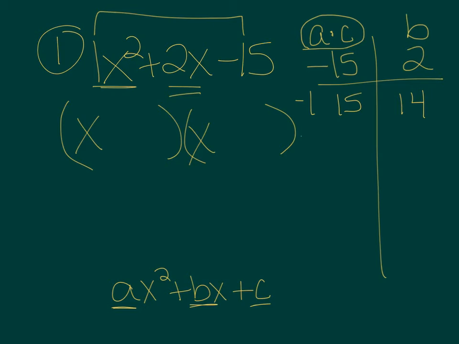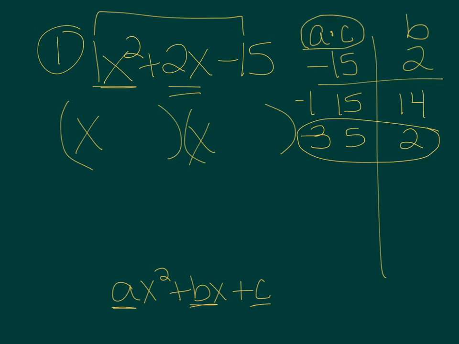2 won't go into 15, 3 will though. So negative 3 and 5. If I multiply those two together, I get negative 15. And when I add them, I get 2, which is what I want. So I got a 2 when I add them, and I get negative 15 when I multiply. So this one's going to be our answer.